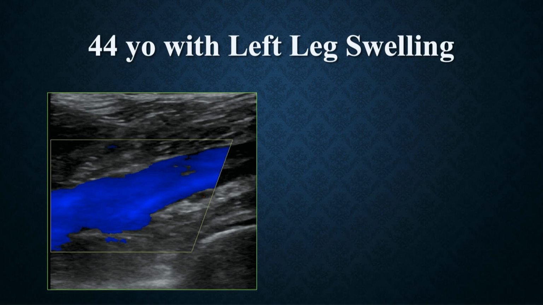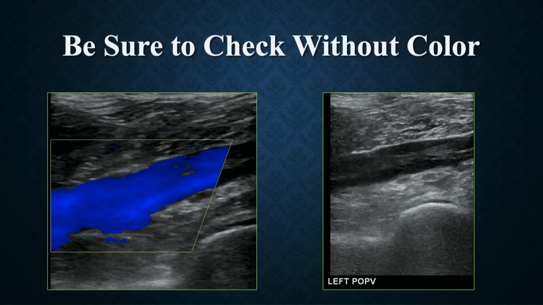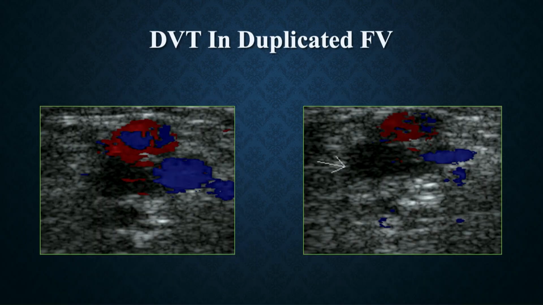Looks pretty normal here on the color image, but if you turn the color up, which I like to do, you can see that there's free-floating thrombus running through the middle of it. And again, something that you need to do, you need to turn the color off, certainly for your compressions. Here's DVT in a duplicated femoral vein.